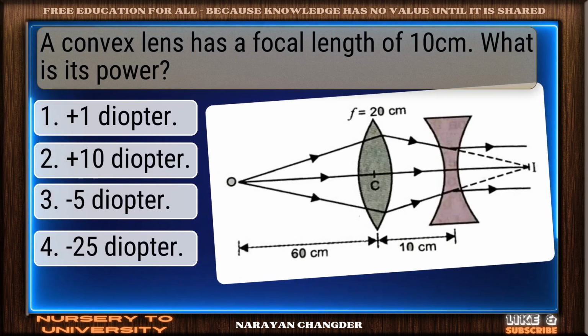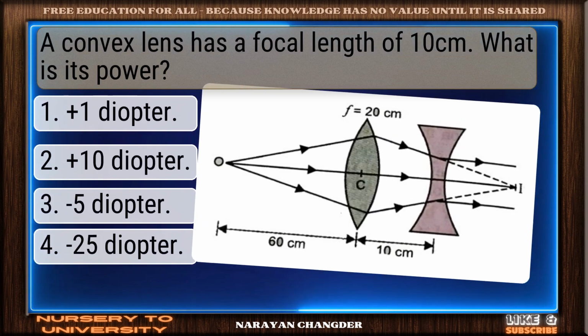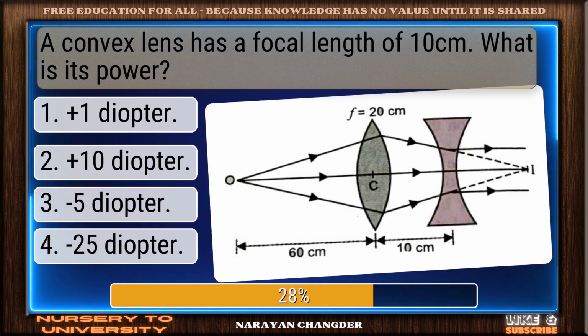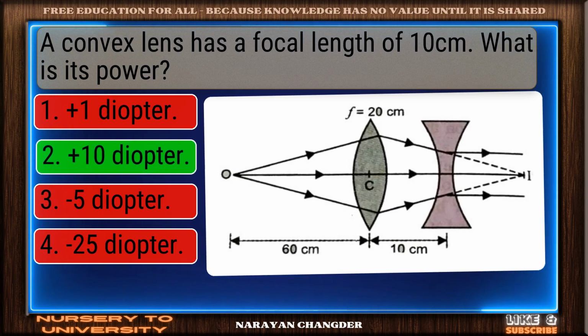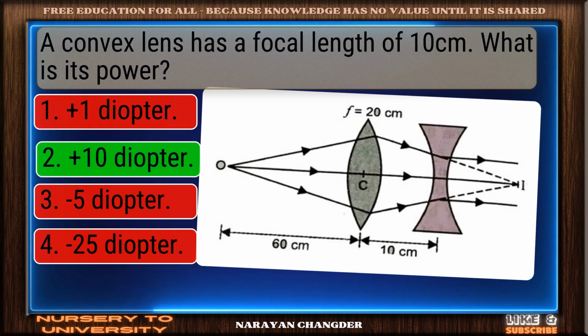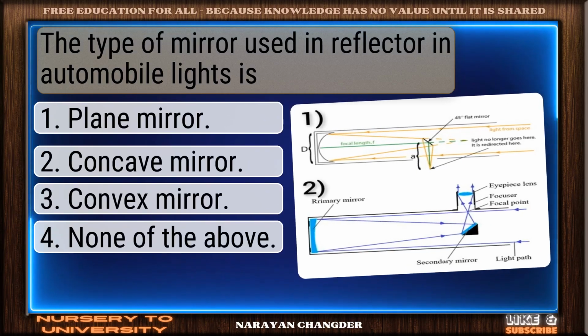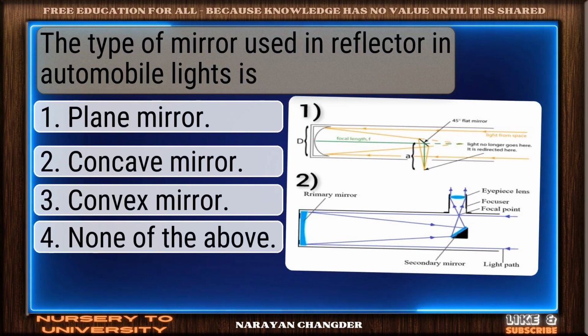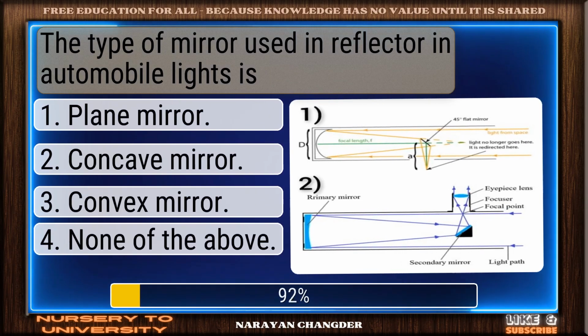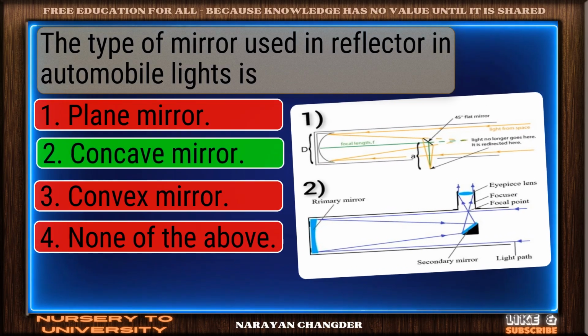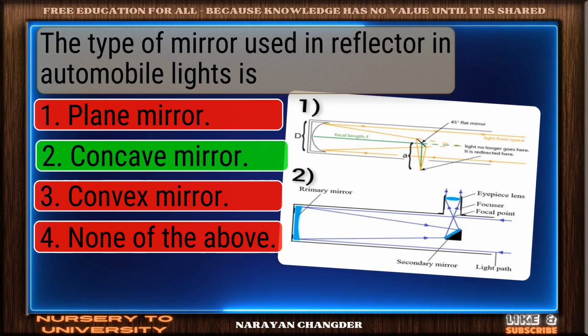A convex lens has a focal length of 10 cm. What is its power? On track. Plus 10 diopter is the correct answer. The type of mirror used in reflector in automobile lights is... Excellent choice. Concave mirror is the right answer.